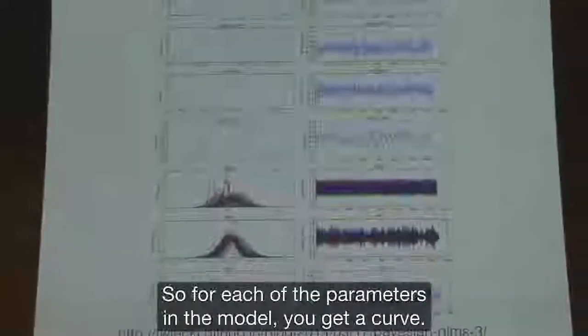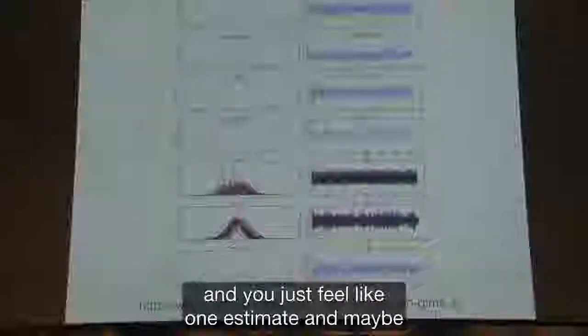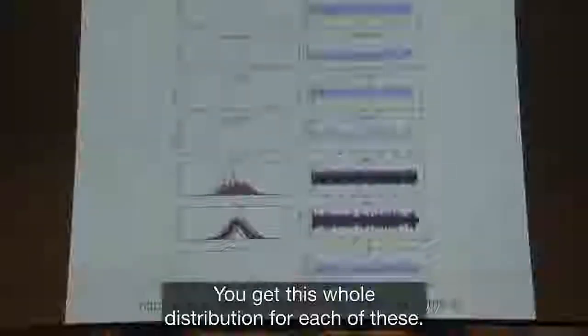So for each of the parameters in the model, you get a curve, which is great. You don't just get one number. If you're running just least squares or something, you get one estimate and maybe a standard error. Here you get this whole distribution for each of these.